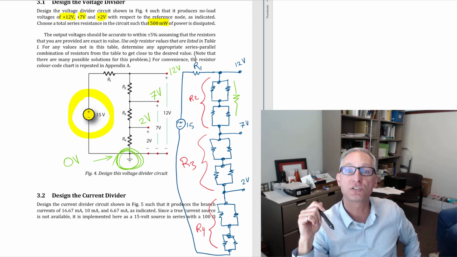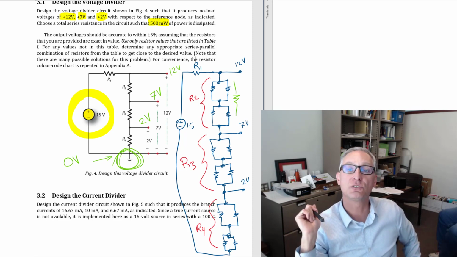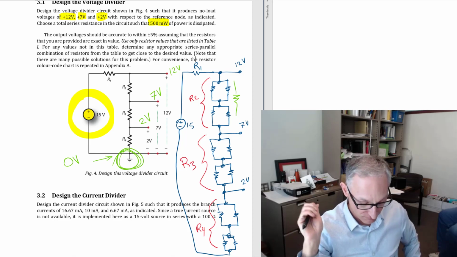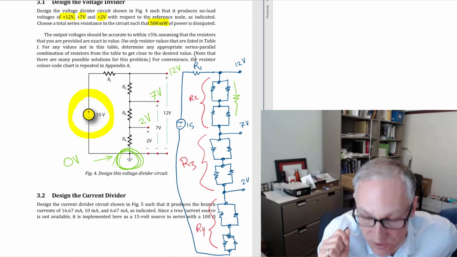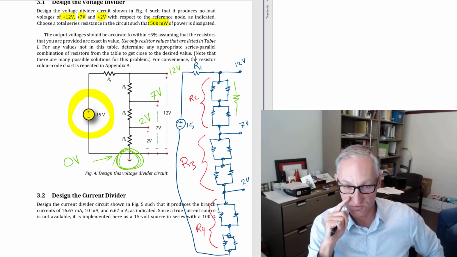You have the set of possible resistors. You can put in the resistor structures that you want to explore, series parallel combinations, and then you can just get your program to do the work for you and find the resistor combinations that meet the requirements of the project, okay?